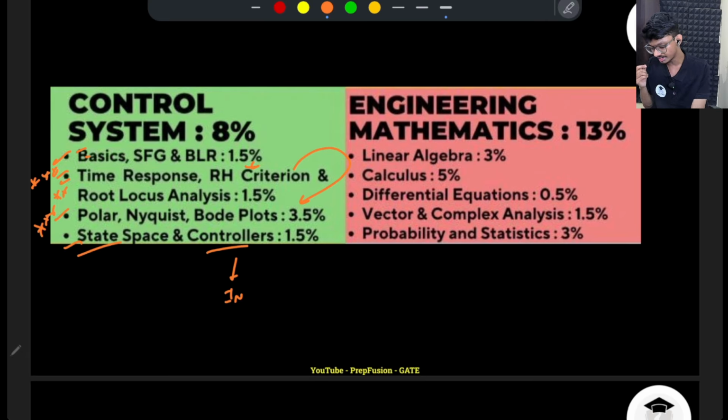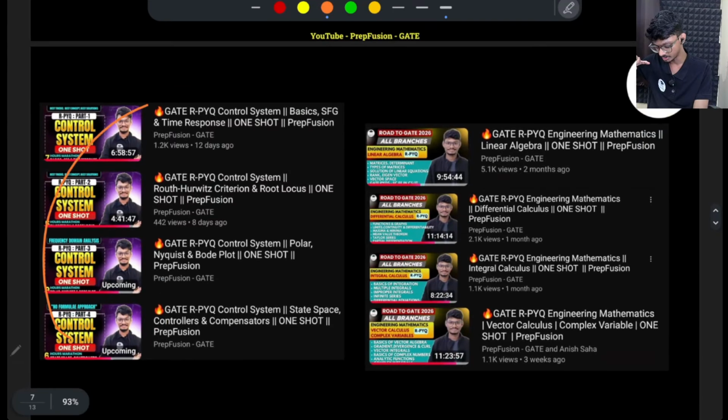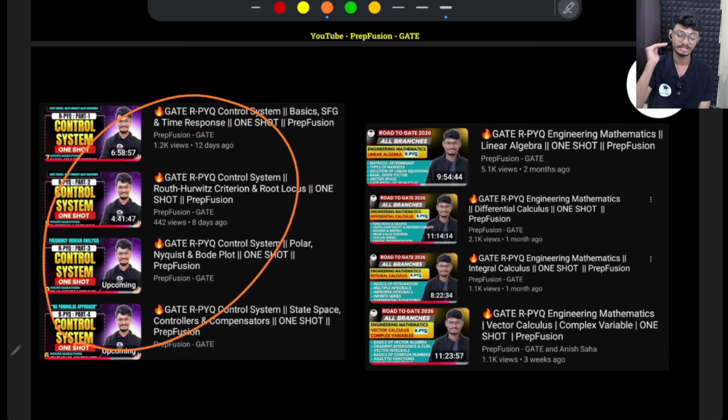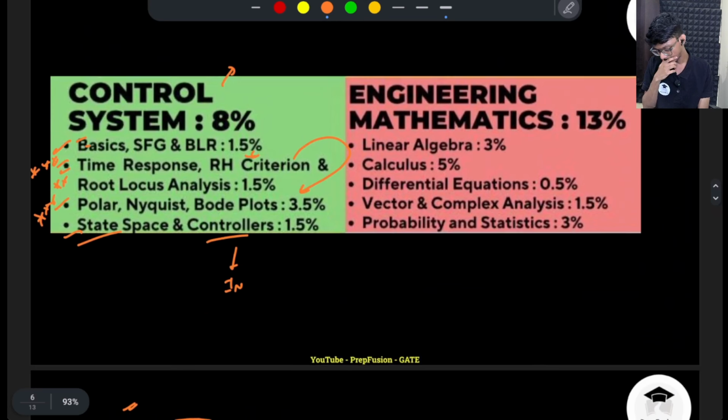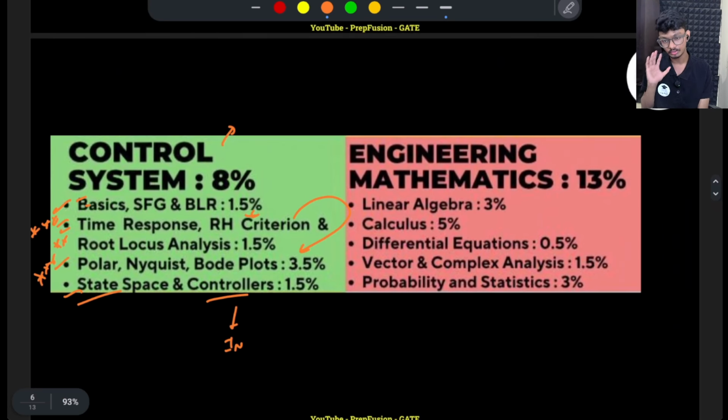So how can you cover it in an efficient manner? If you have already previously studied, then you can follow my RPYQ series of control system. It will be totally revised, right? Whatever you have studied, and trust me, you will learn a lot of new things. Whatever I have taught in my full course, those things and tricks I will use here without memorizing any single formula. So that's how you can cover control systems.